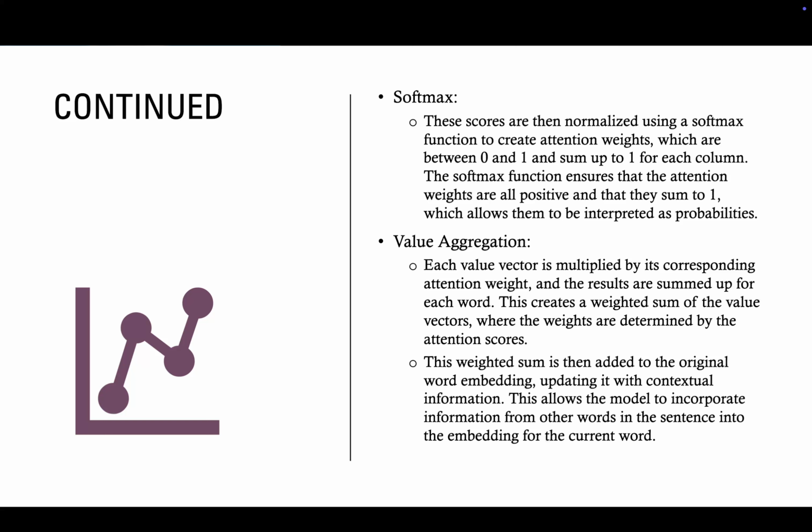And as for value aggregation, each value vector is multiplied by its corresponding attention weight, and the results are summed up for each word. This creates a weighted sum of the value vectors where the weights are determined by the attention scores. This weighted sum is then added to the original word embedding, updating it with contextual information. This allows the model to incorporate information from other words in the sentence into the embedding of the current word, again, giving it more semantic analysis, essentially, for the model.